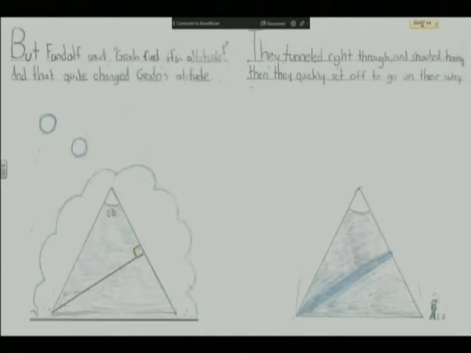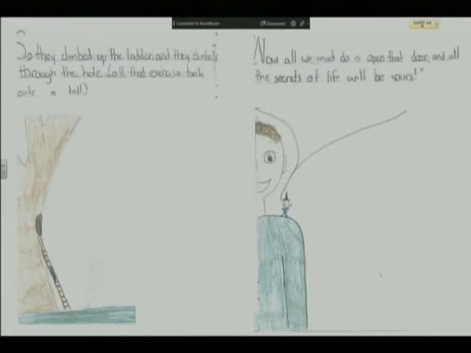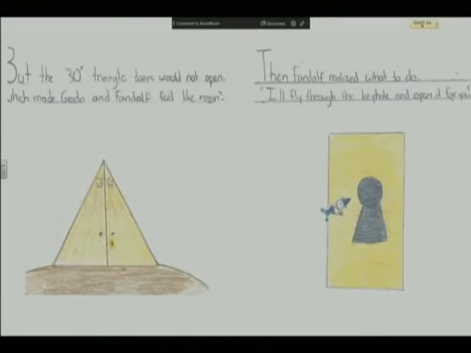But Fandolf said, "Grotto, find its altitude," and that quite changed Grotto's attitude. They tunneled right through and shouted hooray. Then they quickly set off to go on their way. "Finally," said Fandolf, "oh look and see, we've made it to the geometry. But we have one more step for we're through to climb up that ladder, so tie up your shoe." So they climbed up the ladder and they climbed through the hole, and all that exercise took quite a toll. Now all we must do is open that door, and all the secrets of life will be yours.